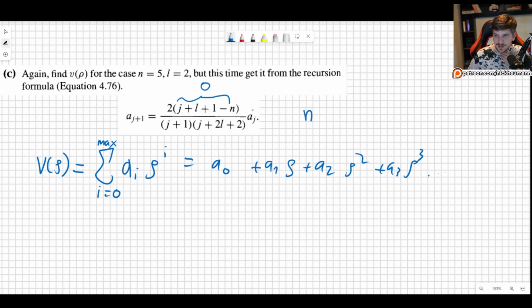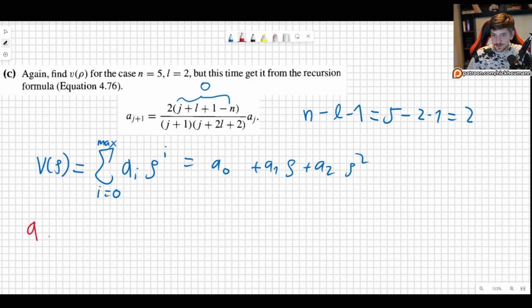So the maximum power for rho is when n minus L minus 1 is equal to 0. So n here is 5. So we have 5 minus 2 minus 1. So this is 5 minus 3, which is 2. So our highest value will be 2. And after that, everything will be 0 once you plug it in this formula, and that's when it stops making sense. Okay, so with all that introduction, let's go.